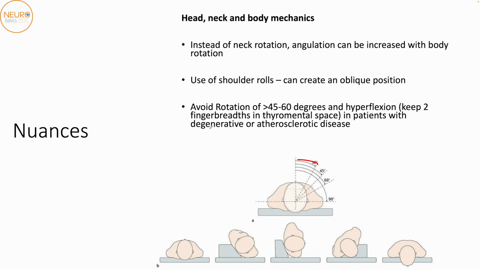For a patient who has degenerative or atherosclerotic disease, that is degenerative spine disease, or atherosclerotic vascular disease, we don't want to rotate their neck as much. Their cervical spine and their vessels will not allow for it. So in those patients, you want to avoid more than 45 to 60 degrees of rotation and avoid any amount of hyperflexion. As a general rule, at least 2 finger breadths of space in the thyromental space is required.